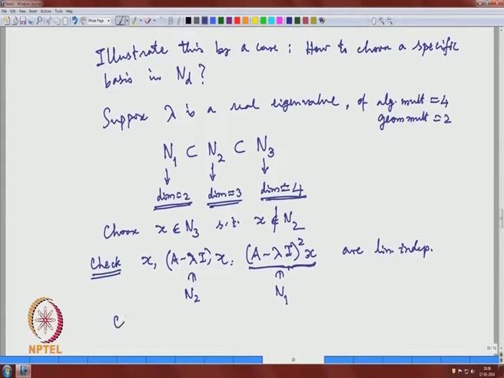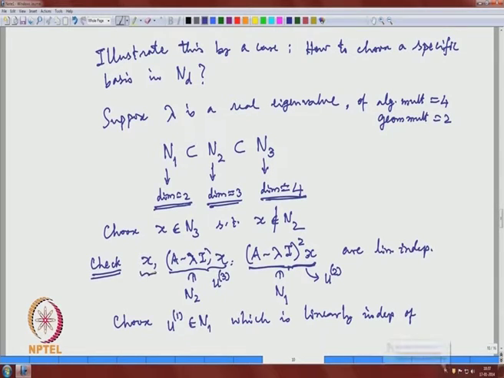So, choose, let me call it u 1 in N 1 which is linearly independent of these. So, let me put some names. So, let me call this u 2 and this one u 3 and this one u 4. Okay. If you change the order, the matrix will change. Okay. So, that is what we will see now.